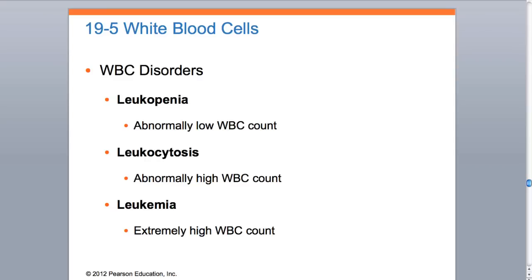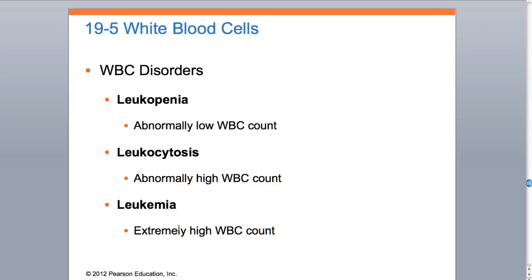Okay, next slide. We have disorders. We have leukopenia when you have a low white blood cell count, leukocytosis when we have a high white blood cell count, and then we have leukemia. Now, how am I going to know the difference between leukocytosis, which is high white blood cell count, and leukemia, which is also high white blood cell count? Well, the difference is this.